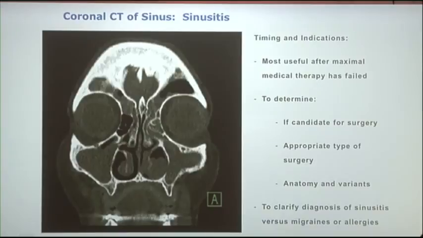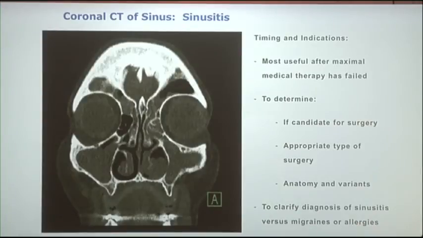And this is an abnormal coronal CAT scan. Here we can see thickened lining and fluid in the frontal sinuses, thickened lining in the ethmoid sinuses, and maxillary sinuses that are basically full of fluid. A few things that are important, at least from my perspective.